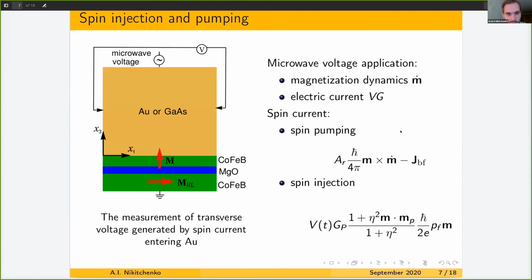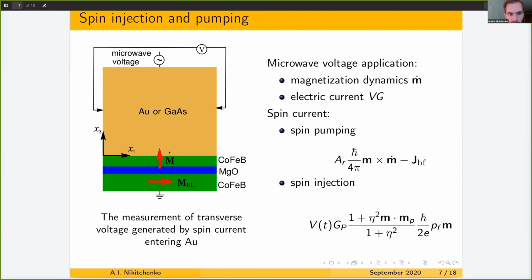In the second part, we use this magnetization data to calculate the spin current entering the gold or gallium arsenide overlayer. For example, our free layer is capped by gold, and in this case, the spin current entering gold consists of 2 components. Indeed, the microwave voltage induces magnetization precession in the free layer, which is responsible for spin pumping entering gold and spin backflow. And due to the electric current passing through the magnetic tunnel junction, it becomes spin polarized in the free layer and enters gold carrying spin. So there is also an electric spin injection into gold.